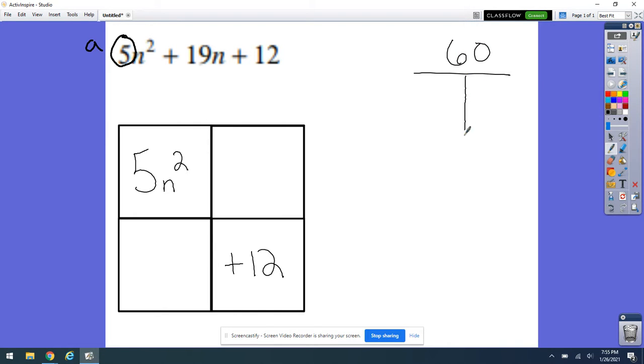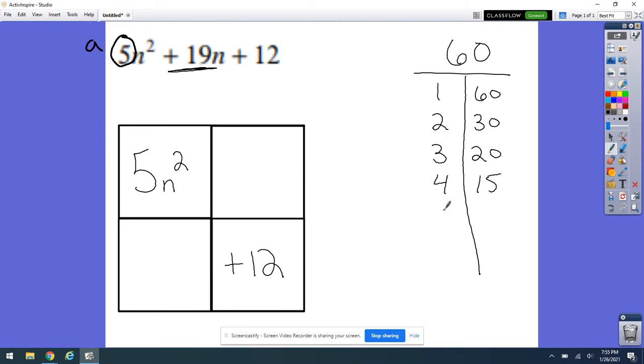Now I have to come up with a list of factors in order to help me figure out this particular number. I'm just going to start with my first one. So 1 and 60. 2 times 30 gives me 60. 3 times 20 gives me 60. 4 times 15 gives me 60. 5 times 12 gives you 60. 6 and 10. And that's pretty much it. Those are all our factors, so we have 6 different sets that we can possibly use.